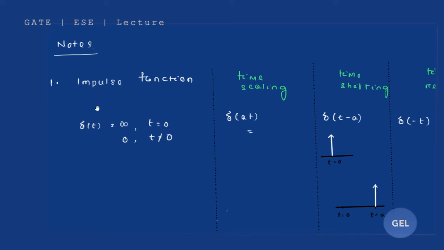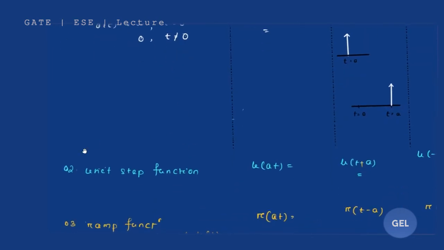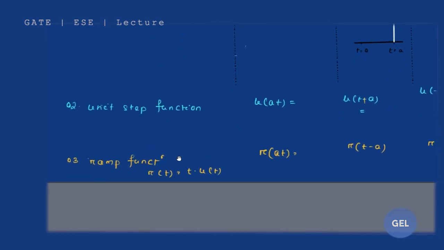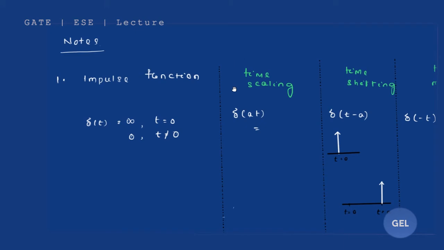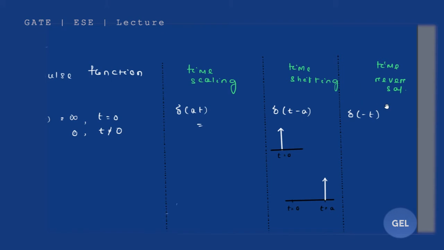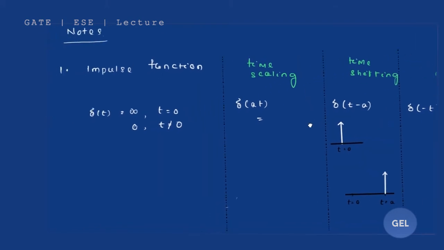Now, if you take the impulse function, the unit step function, the ramp function, what will be their time scaling? How will they respond if you do time scaling to the impulse function? How will they respond if you do time shifting to the impulse function? How will they respond if you do time reversal to your impulse function? That is what we are going to see.